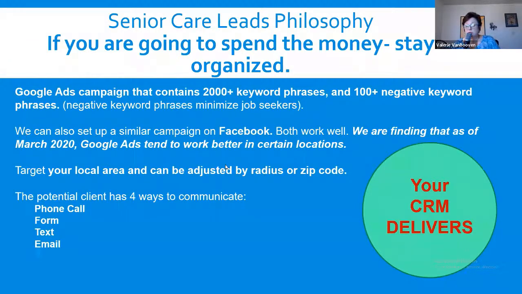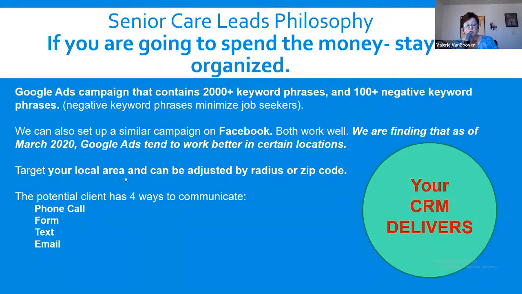We can also do Facebook, or you can do Facebook, but we're finding that as of this March, Google Ads tend to work better, especially in certain locations. So I'm always going to direct you toward Google Ads. We can do Facebook ads. We've had some really good luck with that, and it's worked pretty well, but in some locations, especially in a rural area, it does not work that well. So we point everybody toward Google Ads.